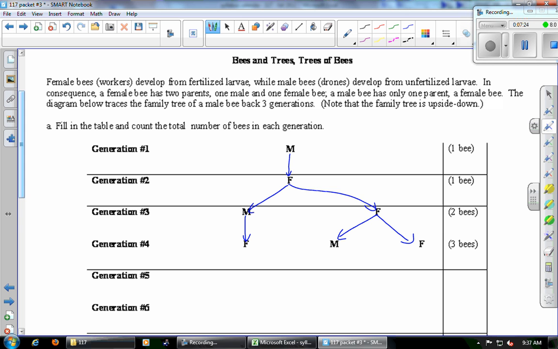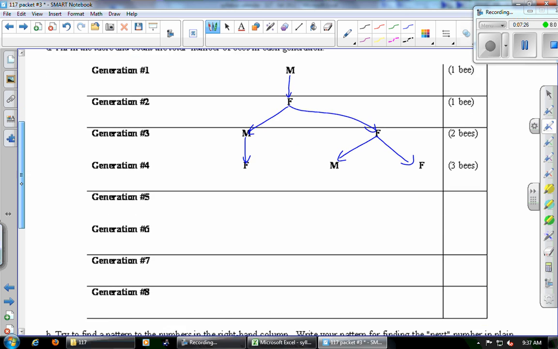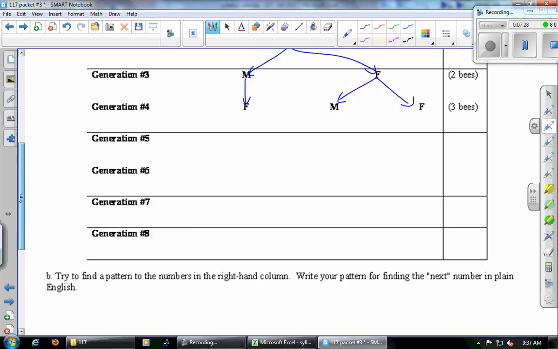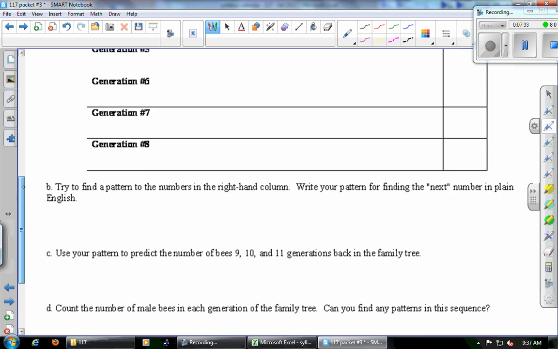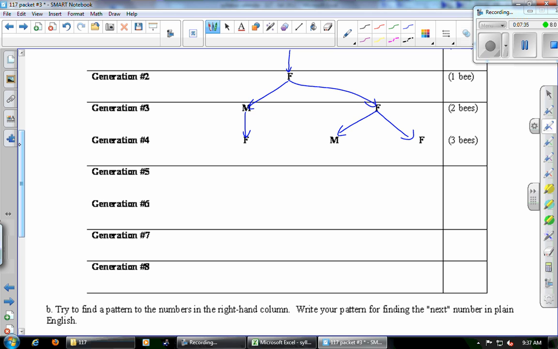So let's do the next one together, and then you guys are going to work in your groups to fill in the rest of the table, to answer all the questions on this page. And once you finish this page, we come back together as a class. But let's do the next row together.